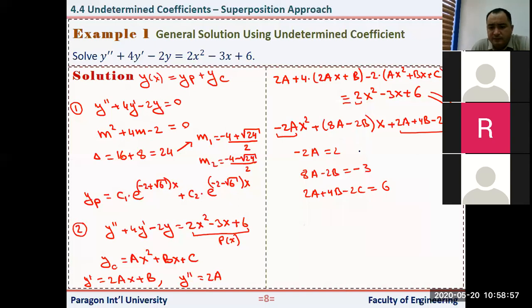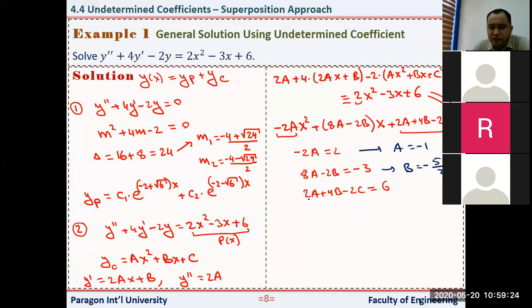So from here, we get a is equal to negative 1, right? Now we know a. Now from here, if we calculate b, here we have negative 8, take to the right hand side, negative 3 plus 8, that's equal to 5, divided by 2, so it is minus 5 over 2. Right? So I need to find c here.